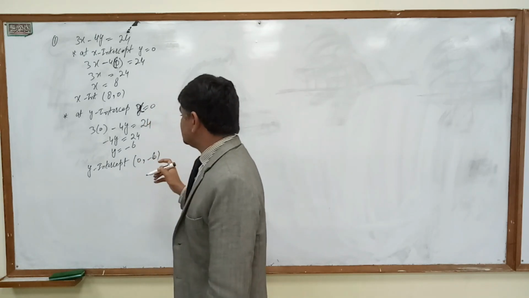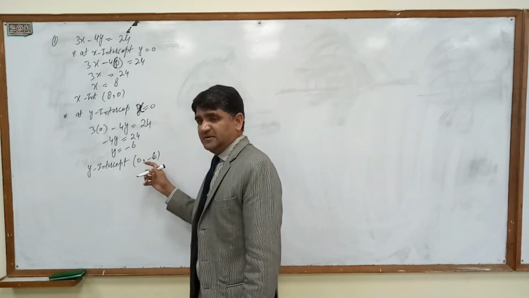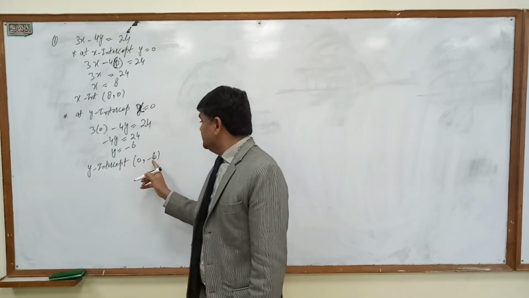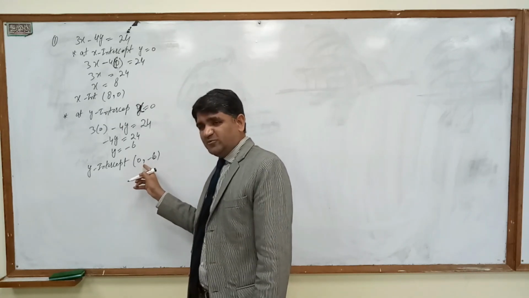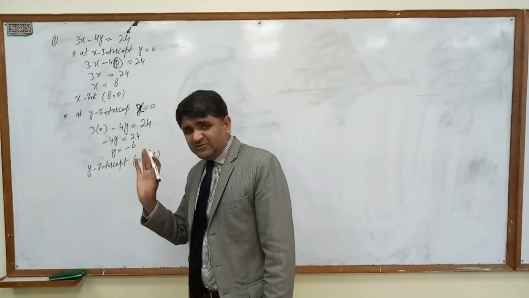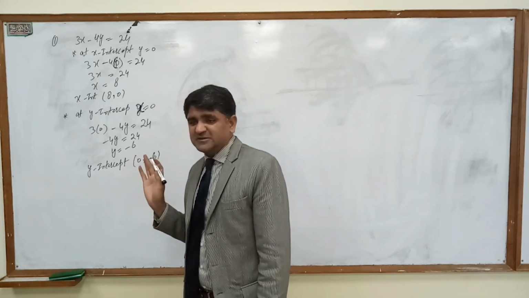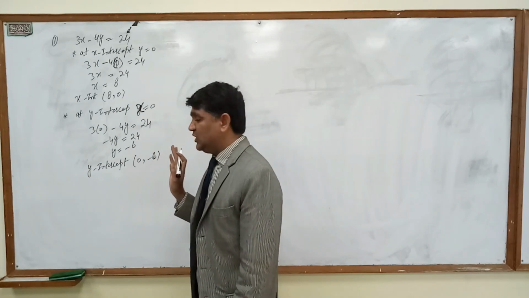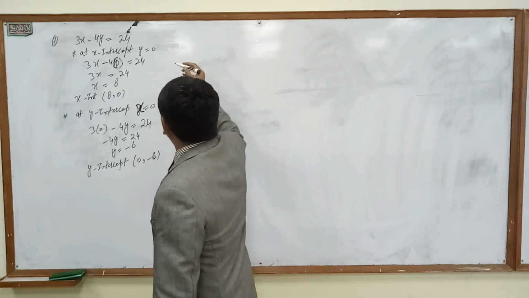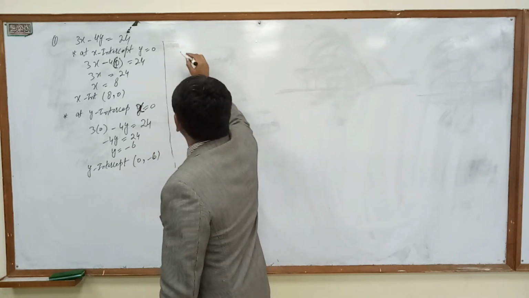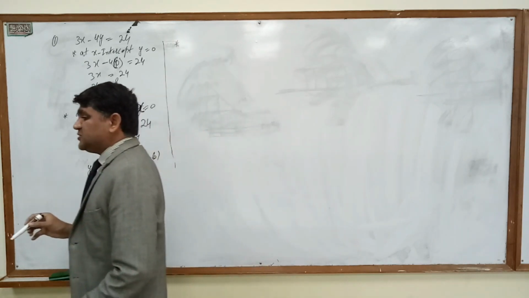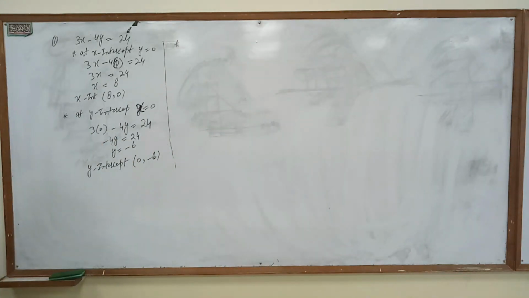You should be very careful, students. Sometimes students make a mistake here. They write minus 6 before 0. That will not be y-intercept. That will represent x-intercept. Clear, students? Yes. This is about question number 1. In question number 1 to question number 20, we have to simply determine the x-intercept as well as y-intercept.